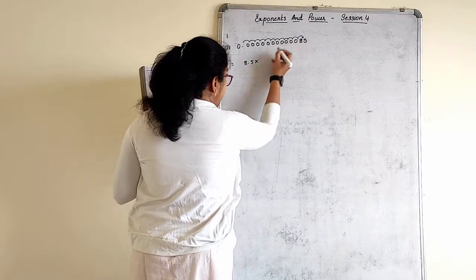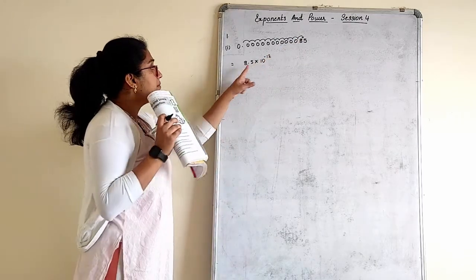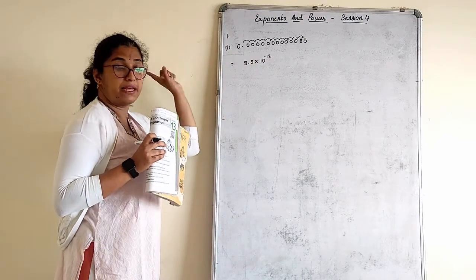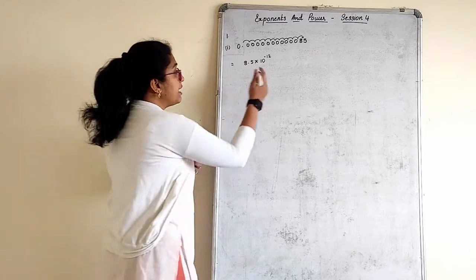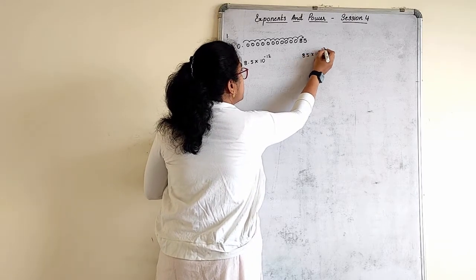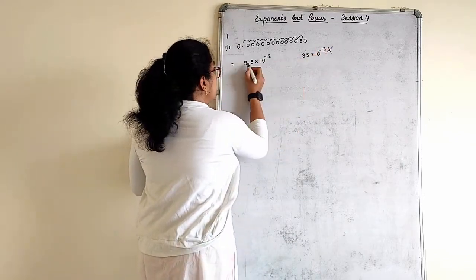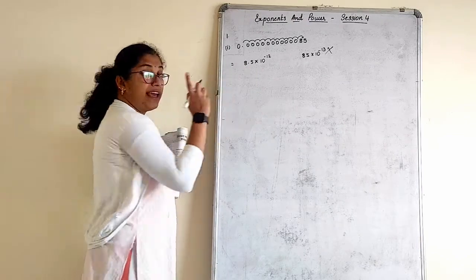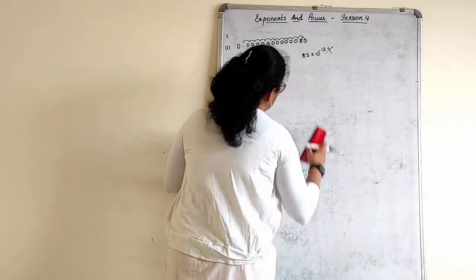This was 11 here, into 10 raised to minus 12. From here, if I shift 12 places, I will get the same answer. I cannot write this as 85 into 10 raised to minus 13. That is absolutely fine, but it is the wrong way of writing. The decimal should always be after one number. That is the standard form. Remember.